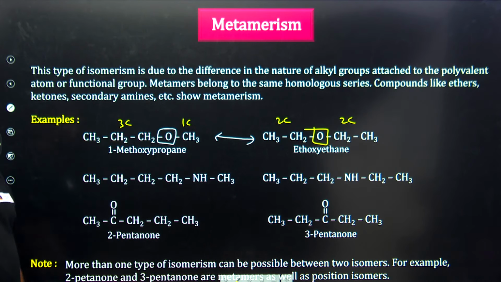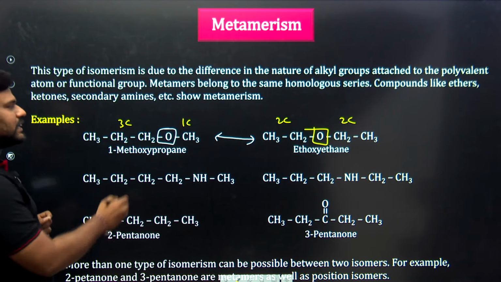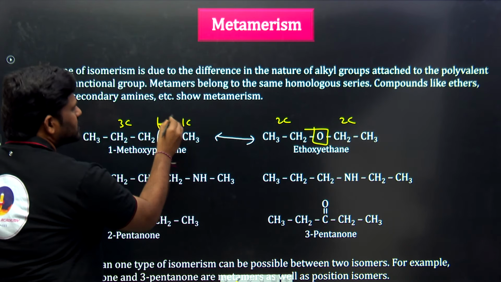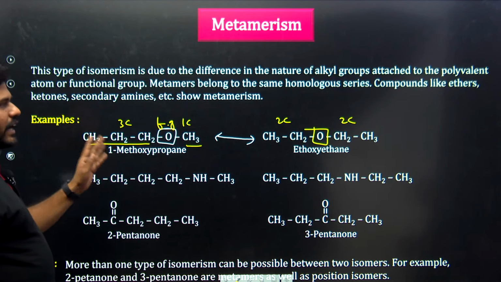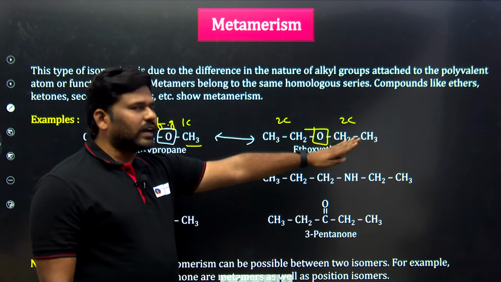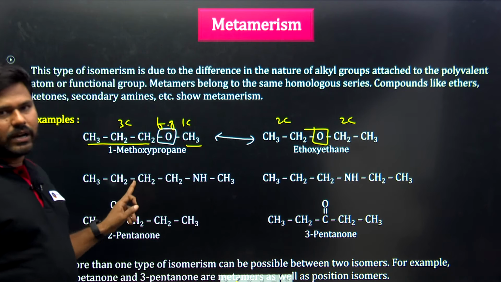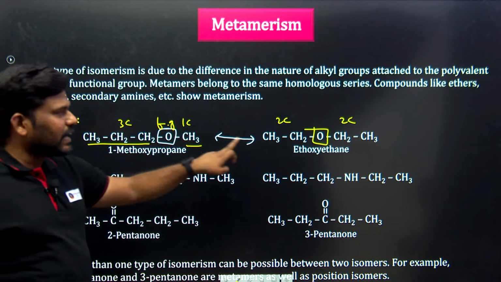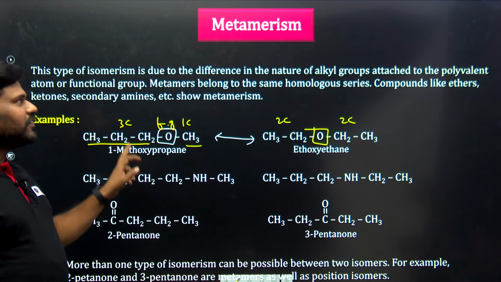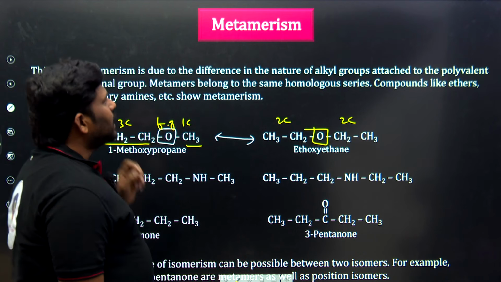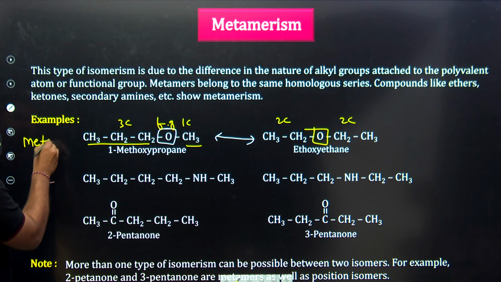What is metamerism? Again I am explaining clearly. This is the oxygen in the middle. Oxygen is the functional group here in ether. Left side 3 carbon chain, right side 1 carbon, total 4 carbons we have. But here I am arranging left 2, right 2, symmetrically. So these two have the same molecular formula, but the carbon chain is different around the oxygen, around the functional group. These are called metamers.